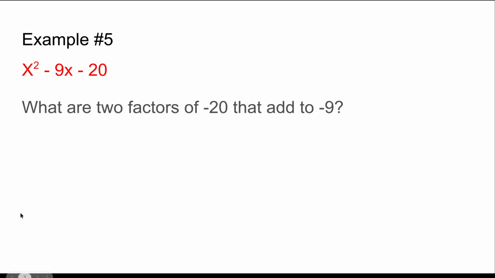Example number 5. What two factors of negative 20 add to negative 9? Ooh, we can't do it. It's prime. I was thinking 5 times 4, but no, we needed the 5 or the 4 to be negative to equal negative 20, and then if we added those together, it definitely wouldn't be negative 9. So this is a prime. Remember how that can be possible when you're finding a factor. This is a prime polynomial. It does not have factors.